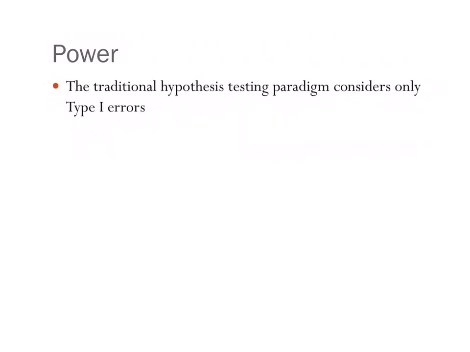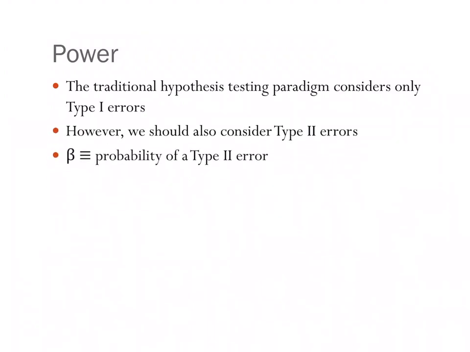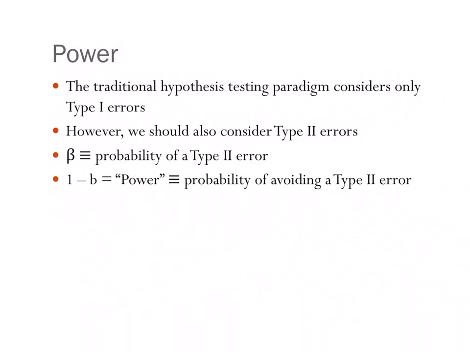When we get to power, the traditional hypothesis testing paradigm considers only type 1 errors. However, we should also consider type 2 errors. Beta is the probability of a type 2 error, and 1 minus beta equals power, which is the probability of avoiding a type 2 error. Remember, we don't want type 2 errors, but they can happen. So the way you find it is with power, which is 1 minus beta.